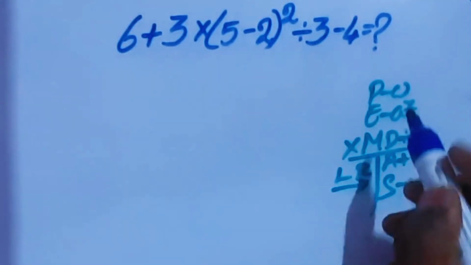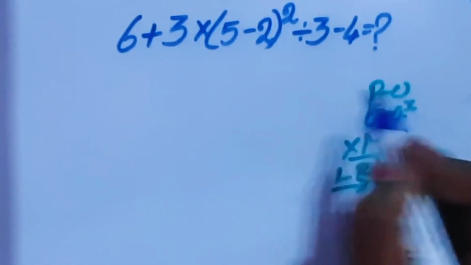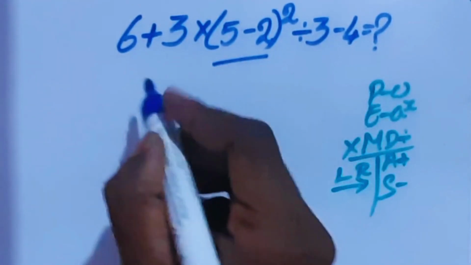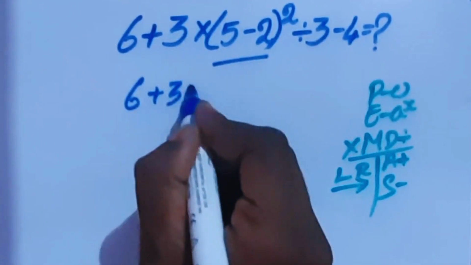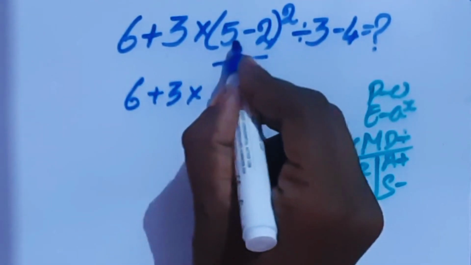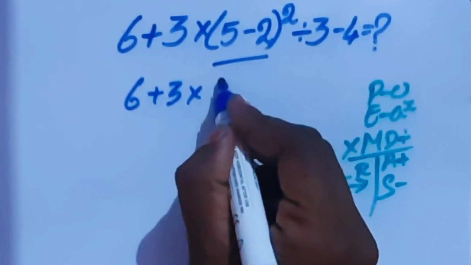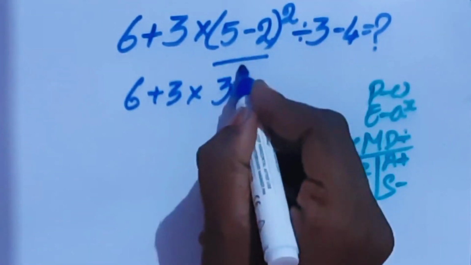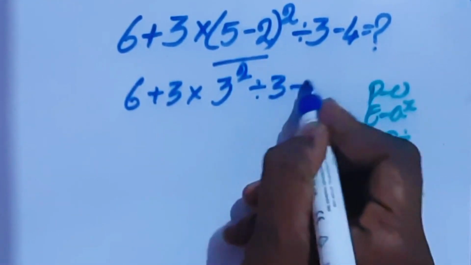Here, as per the order of operations PEMDAS, the bracket is higher priority. So we have to do this bracket before any other operation. So 6 plus 3 times, here the bracket is 5 minus 2. 5 minus 2 is 3. This is in power, divided by 3 minus 4.